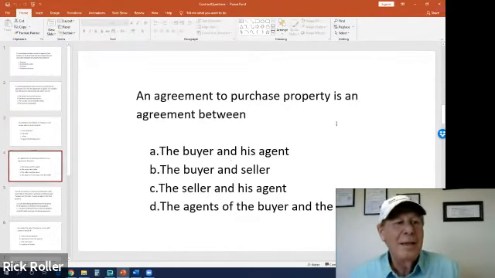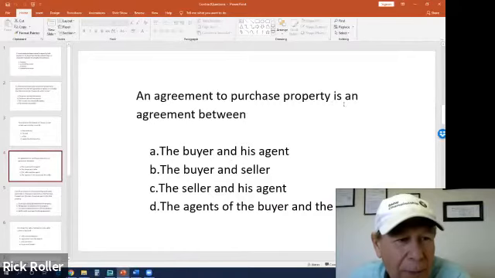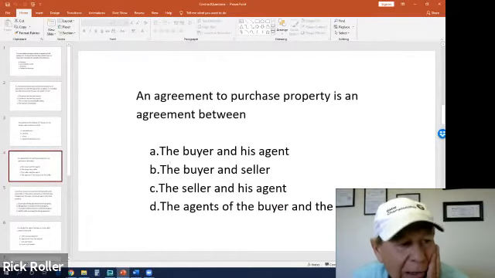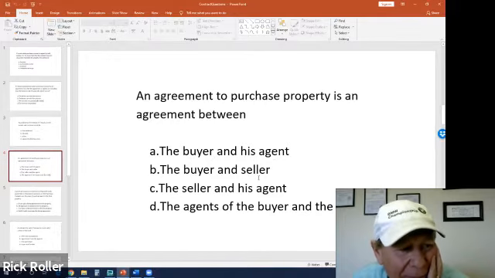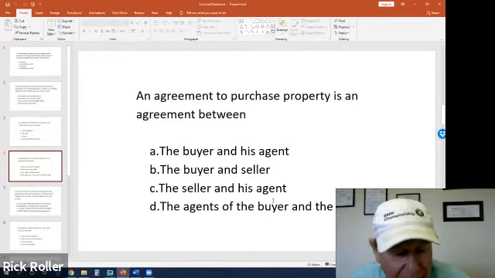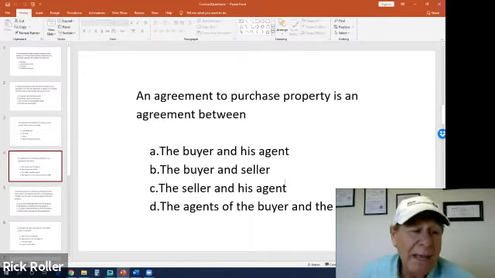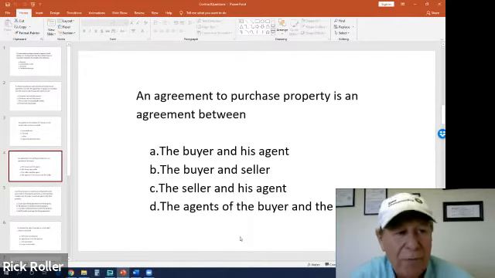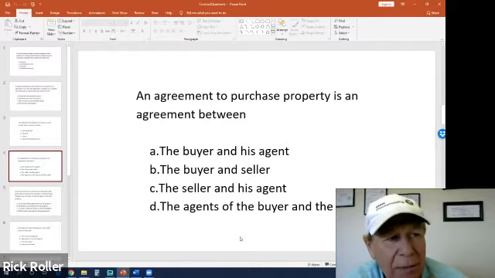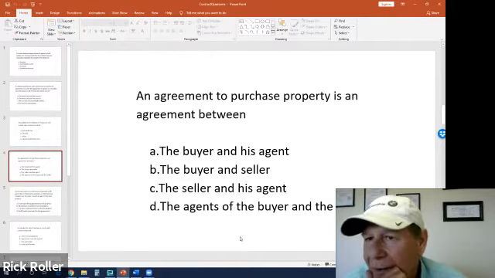Number 4. An agreement to purchase property is an agreement between who? Agreement to purchase property. The buyer and his agent, the buyer and the seller and his agent, or the agents of the buyer and the seller. Well, a lot of agents in here, right? What do you think they're driving at here? What kind of an agreement to purchase property are they talking about?